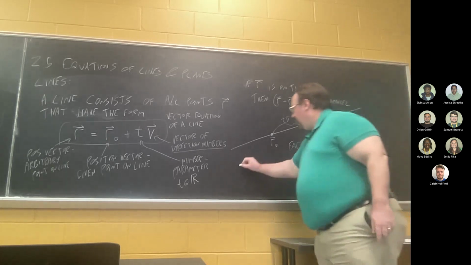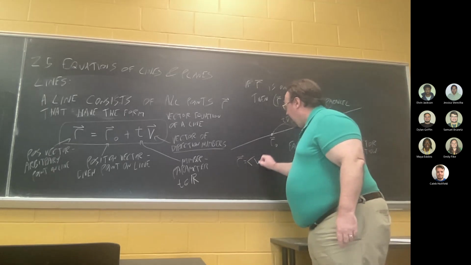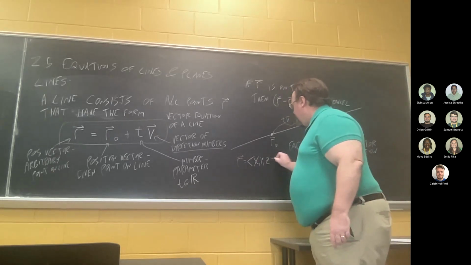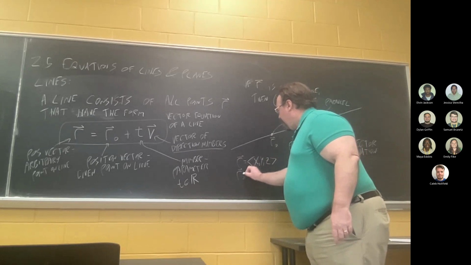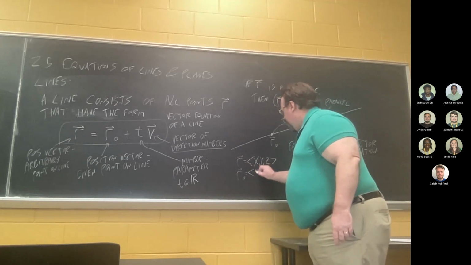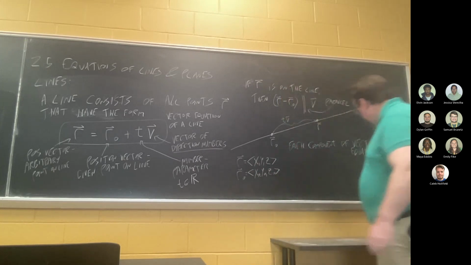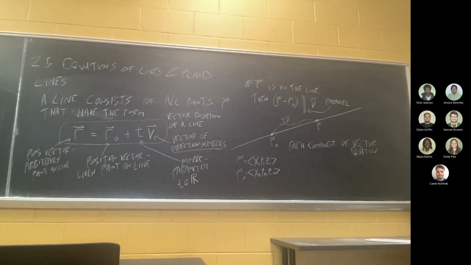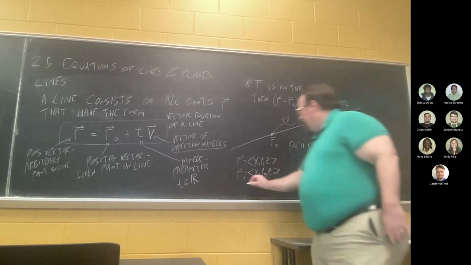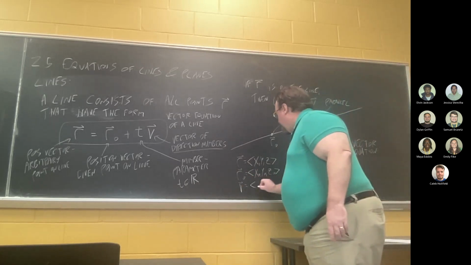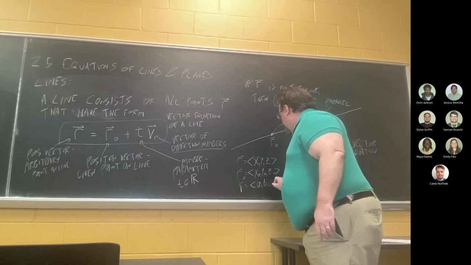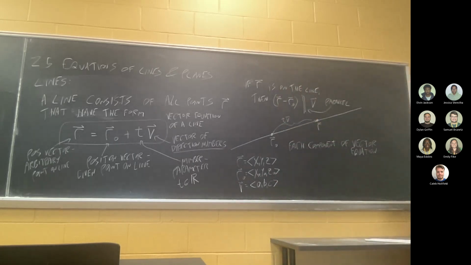So if I let R, an arbitrary point in the line, have these 3 components, x, y, z, R0 has components x naught, y naught, z naught. And then if I let the vector v have components a, b, c, those would be the direction numbers of a line.